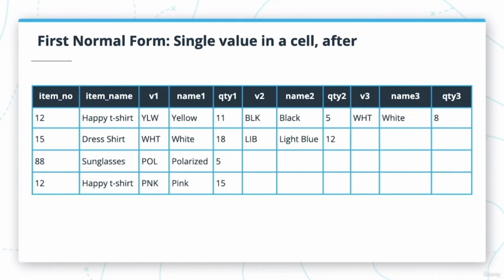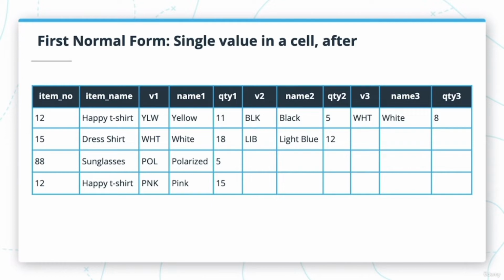And this is the way that we're going to fix it. We're going to actually have a separate column for the variant code and the variant name. So you notice that we added quite a few columns to this data set now. Each variant now has a column for its code and a column for its name. But this has made it so that we've obeyed the second rule of first normal form, which is to have a single value in a cell.